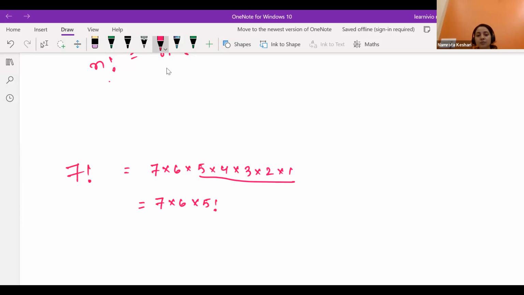Yes or no? Can we write this 5 into 4 into 3 into 2 into 1 as a 5 factorial? Can we? Yes, ma'am. Okay. तो जब भी हमें सिंप्लीफिकेशन या फिर कैलकुलेशन के लिए जरूरत पड़ेगा तो हम ऐसा भी कुछ करने वाले हैं. ठीक है.